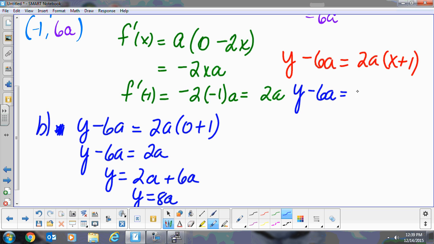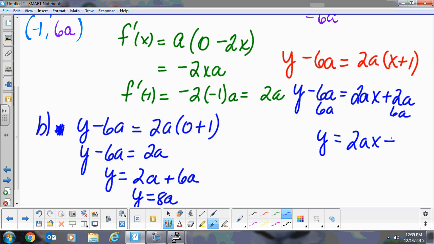So we could have stayed up here and said, well, that's going to be 2ax plus 2a. What form am I putting this in? Slope-intercept form. So you could have done this also, and now where's your y-intercept in that form? Does it match?